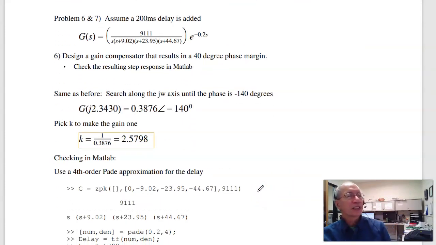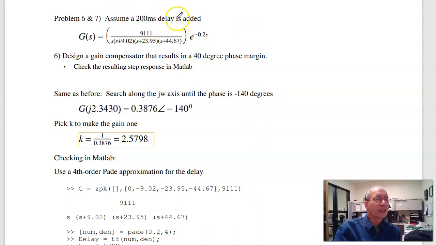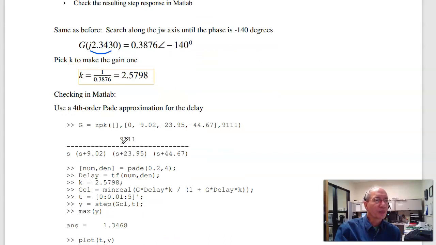Problem 6 and 7 says, suppose I've got a delay in the system. Now what happens? Well, the beauty of frequency domain is I don't really care. I just want to find out where the net phase shift is minus 140 degrees. Search, you get a number, 2.34 radians per second. Pick K to make the gain 1 there, and there's K. Yeah, not really that hard. That's a whole lot easier than root locus. One of the reasons some people prefer frequency domain.